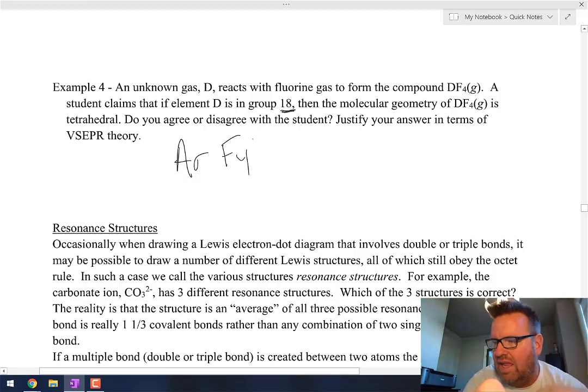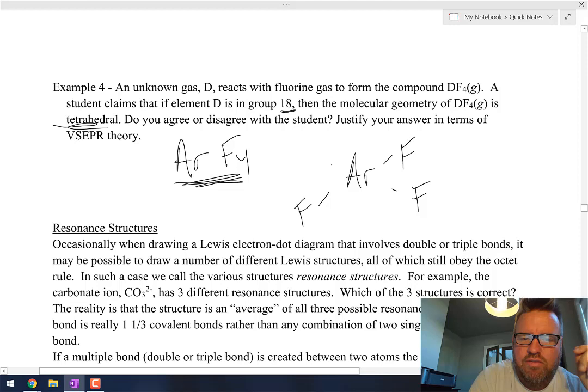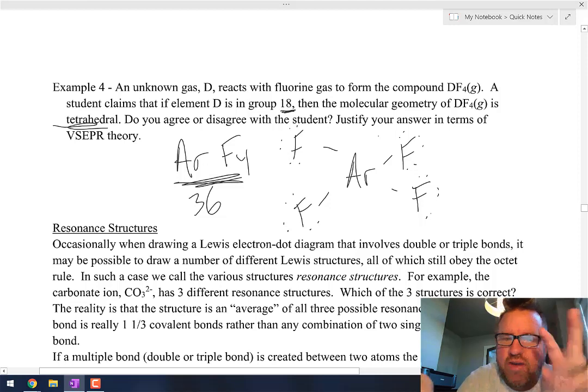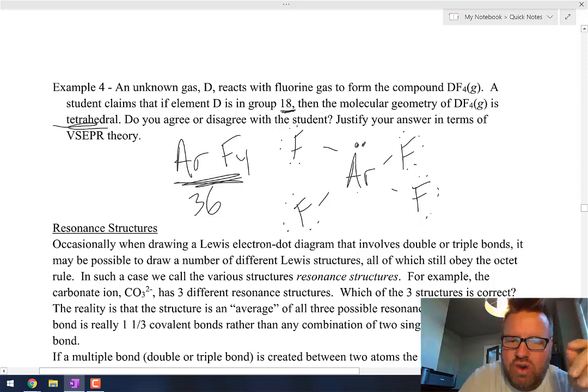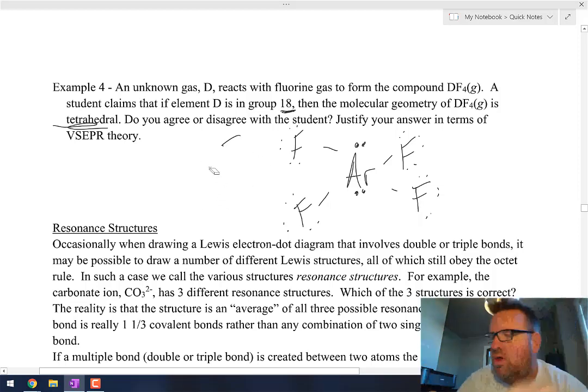Whether it's Ne or Ar or Kr or Xe, it doesn't matter. What would the shape of that molecule be? Would it be a tetrahedral? So we have to draw the Lewis electron dot diagram. We'd go Ar, F, F, F, F. We know we have to count the electrons. That's 36. I'm just following my steps for drawing the Lewis electron dot diagram. So I've used 32. I have 4 left over. Where do leftover electrons go? On the central atom.